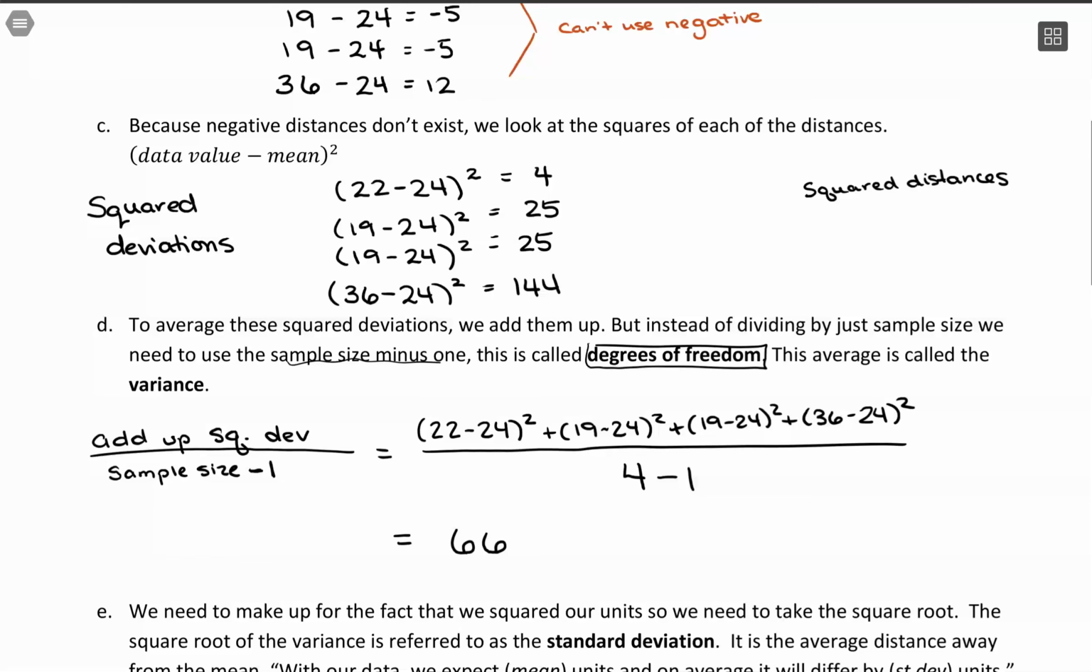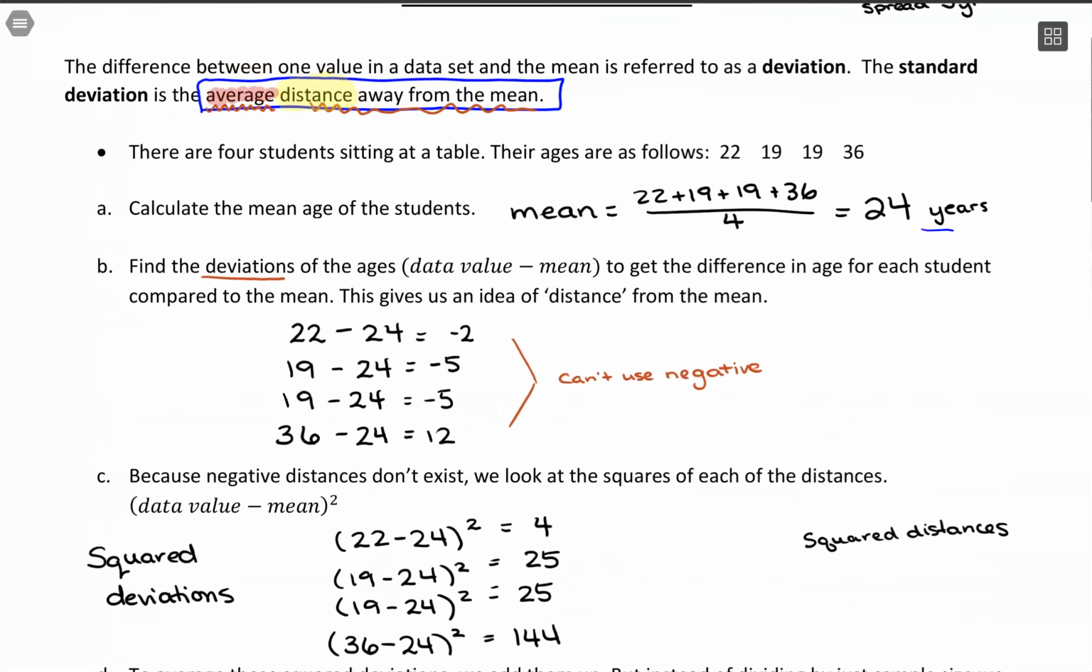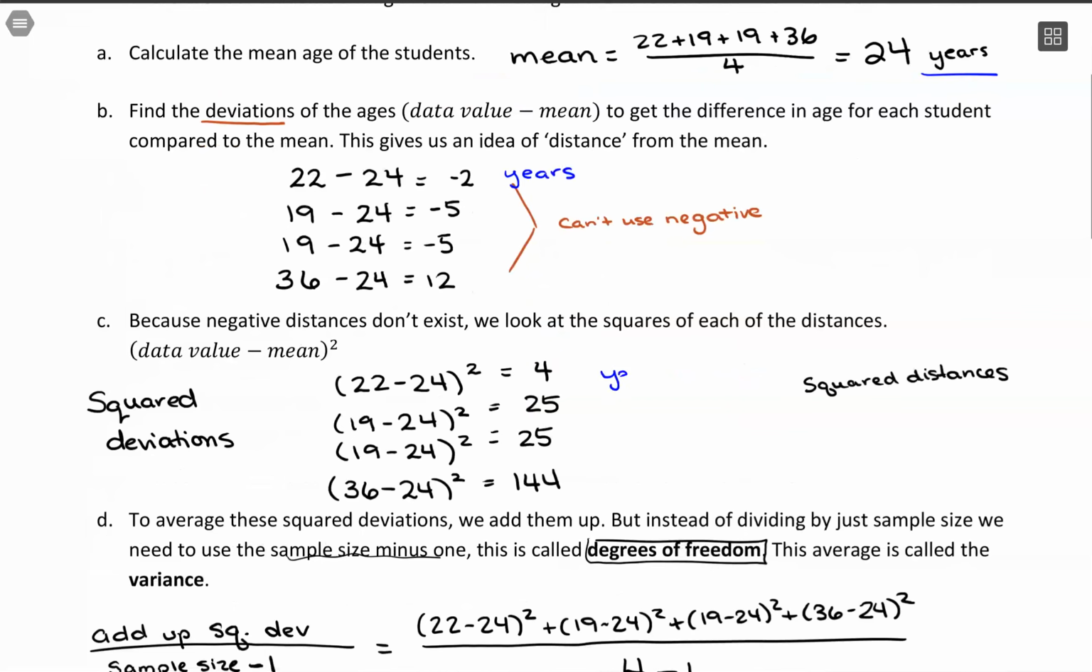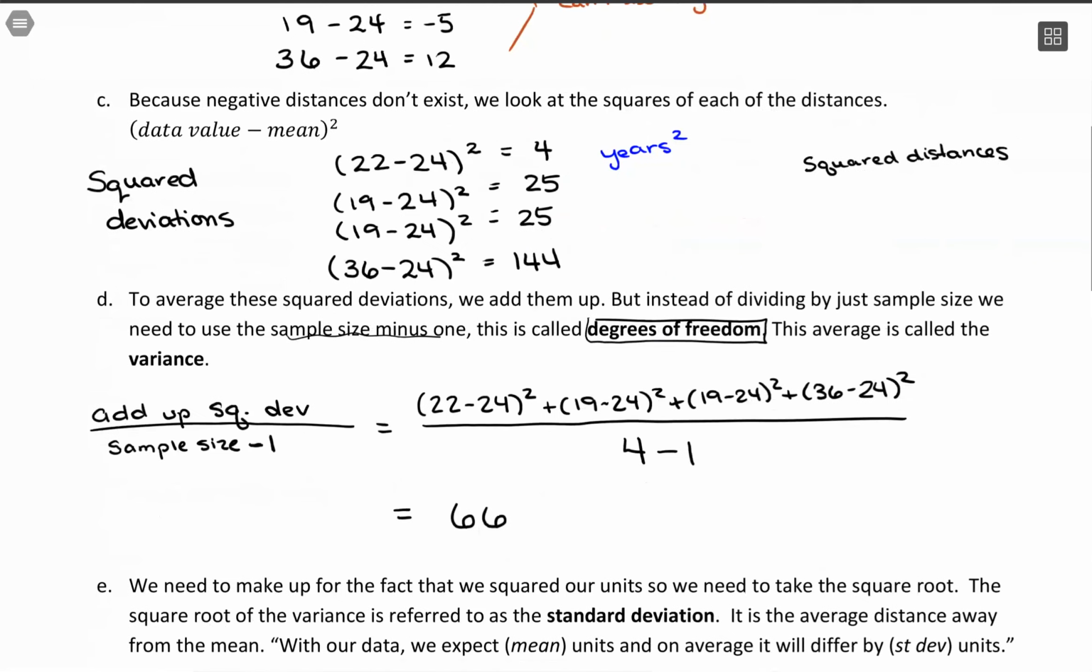Now we have average. We don't quite have distance away, we have squared distance away from the mean. So if we follow our units, if we started with our units of years, here when we took the deviations, we did have these differences of years. It's just we ended up with those negative values. But then when we squared, we ended up with these values that are years squared. So this is where our units are kind of weird. Like 4 years squared is a hard concept to understand. And then here when we averaged values that were in years squared, the 66 technically has units of years squared. So it's still kind of strange.